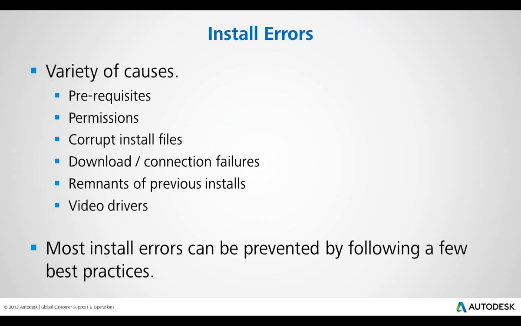The fun thing about installation errors is that there's a whole lot of different things that can cause them. It can happen because of prerequisites, due to permissions, whether it be file permissions, folder permissions, registry permissions, what have you. The installation files can get corrupted and cause the install to fail. If you're doing an install now or a download now, you can have download errors or failures that prevent the install from completing successfully. If you're trying to do an uninstall and a reinstall of the software, sometimes remnants remain from the previous install, which can prevent the new one from installing.